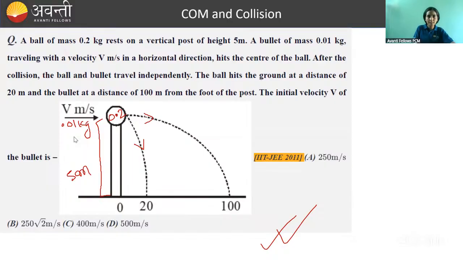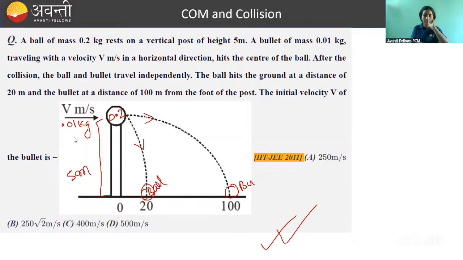Now the ball hits the ground at a distance of 20 meters. So this is your ball coming here. Okay, and here is the bullet coming, at a distance of this. We have to find the initial velocity. So look, we don't have to do anything special.